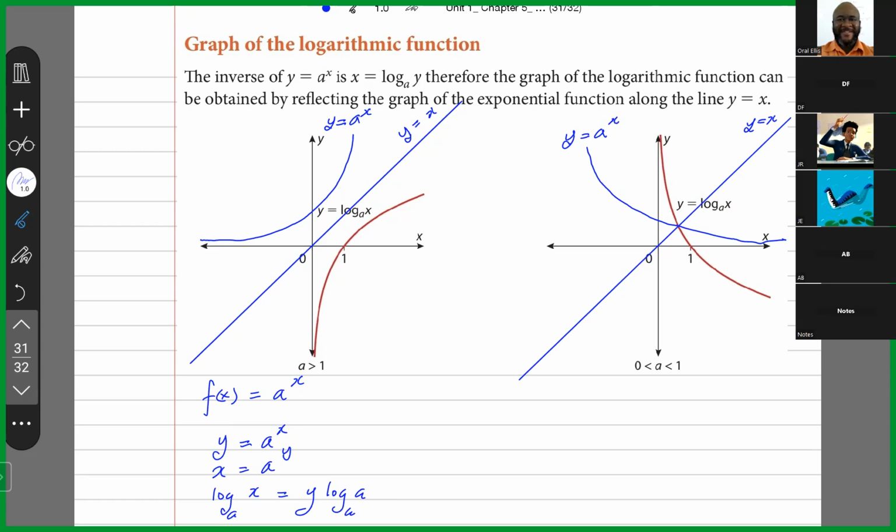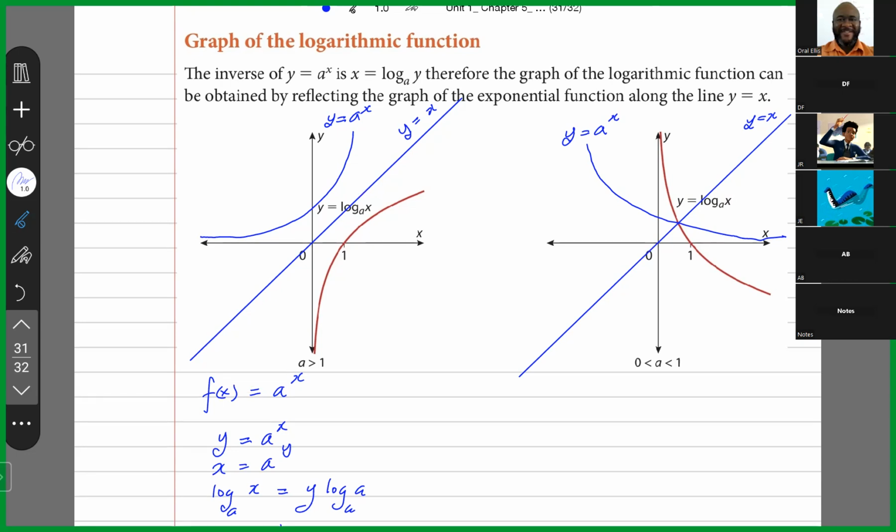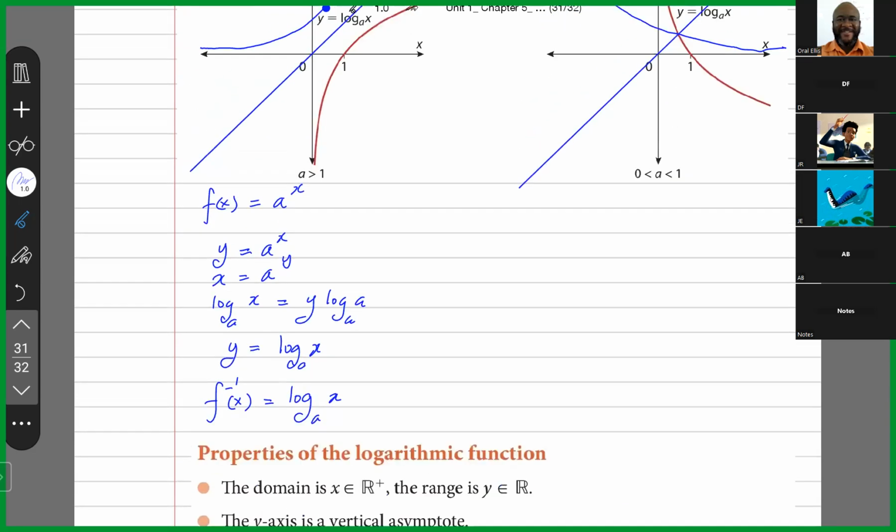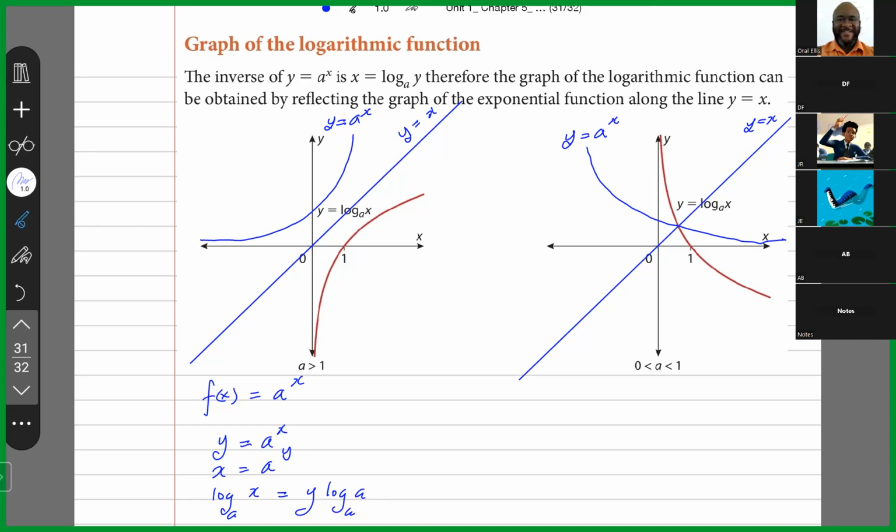We need to have an appreciation of what the graph of the logarithmic function will look like. Notice this is log to the base a of x. The graph of the log function does not exist where x is negative, because the logarithm of a negative number is not defined. So the graph does not exist where x is negative, neither on the graph on the left nor on the graph on the right.